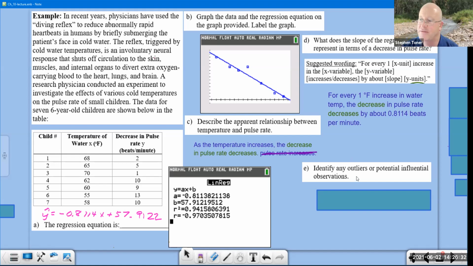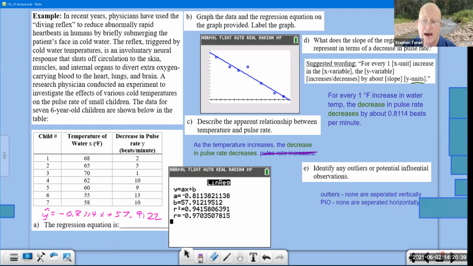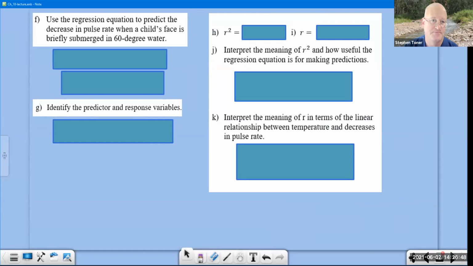Part E, identify any outliers. Well, looking at this graph, there's no vertical separation, and we don't have any points far off to the left or right. So again, none of either of those are present in this problem.